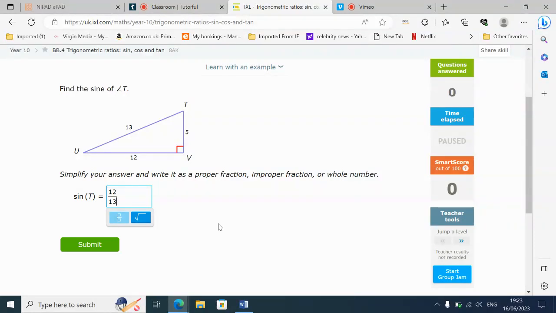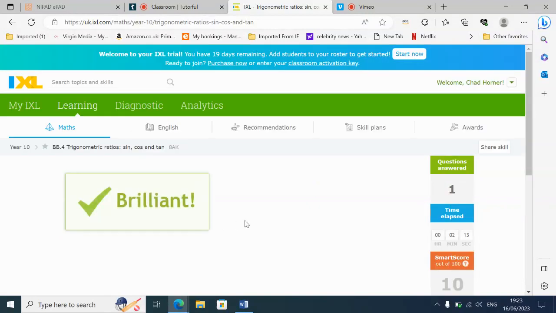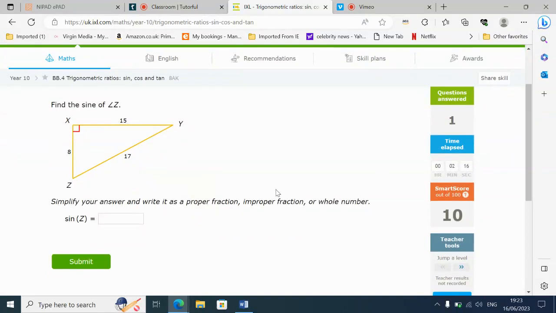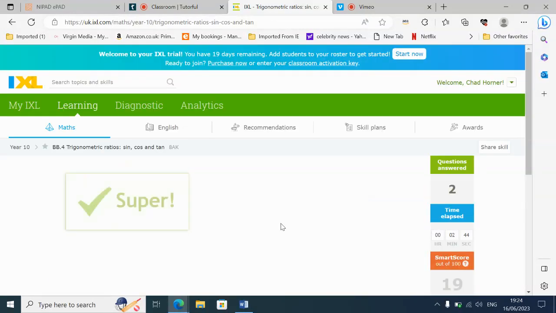Okay, so can we simplify this? No. Okay, so 12 over 13. Yeah, brilliant, well done. And the next question. So it's sine again. Sine is opposite over hypotenuse. So we would do 15, that's the opposite, and hypotenuse over 17. Can we simplify this? No. Okay, 15 over 17.